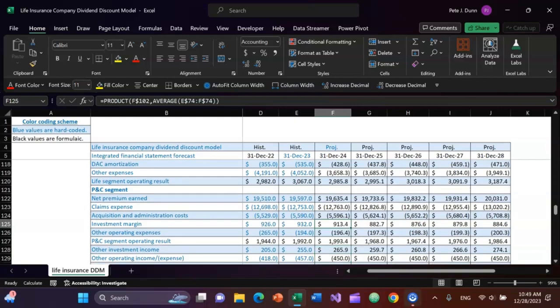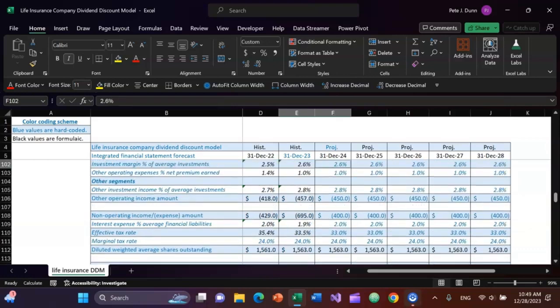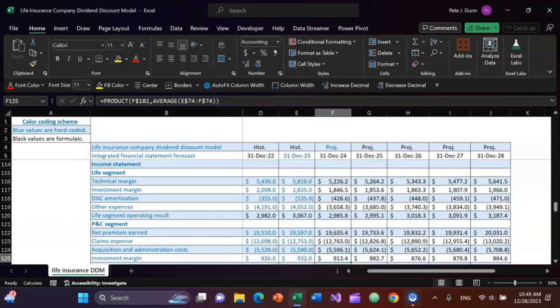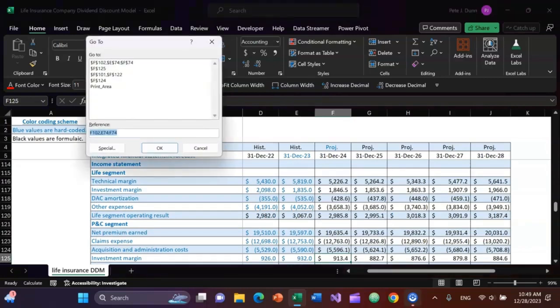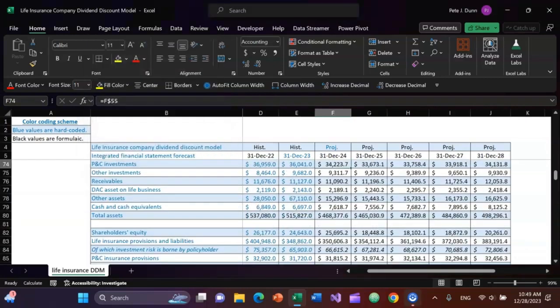Investment margin is based on the product of row 102 times the average of 70, row 74. So control left bracket. You can see that assumption was investment margin as a percentage of the average investments. And I will do F5 to get to row 74. You can see that was based on the average of E as in Echo and F as in Foxtrot, the property and casualty investments.